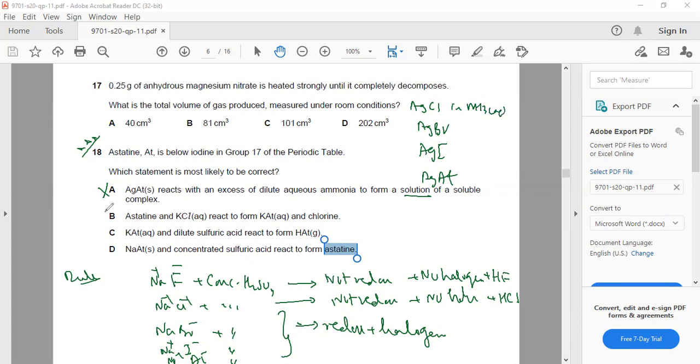Astatine plus KCl, wrong. In O level we know the stronger oxidizing agent is fluorine, then chlorine, then bromine, then iodine, then astatine. This way they can oxidize others. This is the answer. Sodium astatide and concentrated sulfuric acid react to form astatine, a halogen.